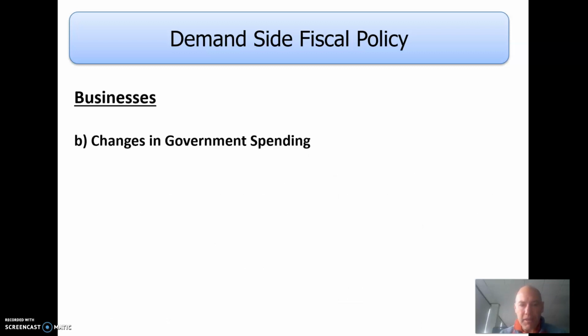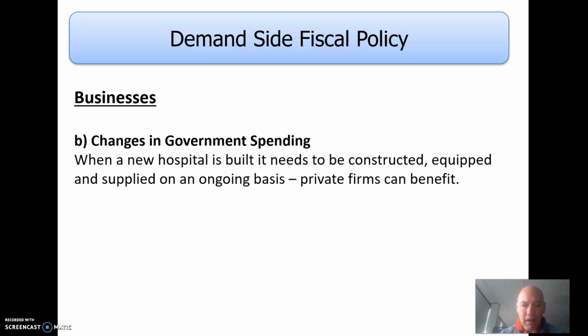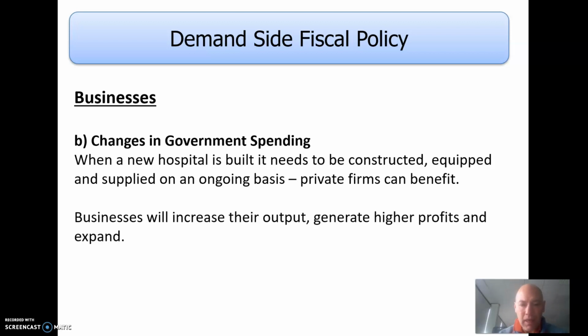Okay, in terms of businesses, how else are they impacted? Well, when governments change their spending, perhaps there's an increase in government spending. When there's a new hospital that needs to be built and so on, these are contracts that go to the private sector. Okay, so in terms of all of this, the construction, the equipment, and the supply, the maintenance, private firms can benefit from all. And in terms of that, it means that they produce a higher level of output, they generate higher profits, and they are able to expand.